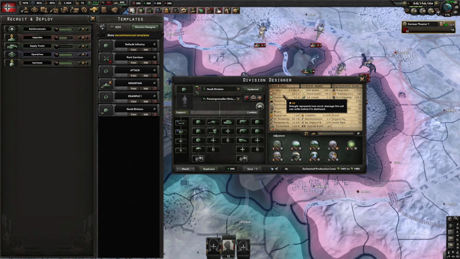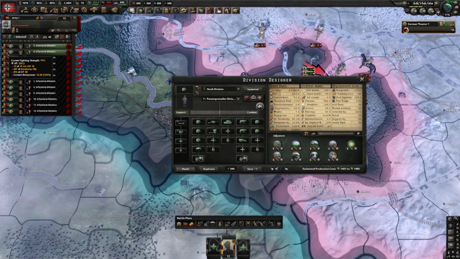These are represented as HP and organization. HP is the hit points in terms of the physical equipment and manpower of the division. The lower the HP, the less equipment or men are left in the division, therefore they fight worse. The HP in the division template itself is the maximum amount of HP, while the HP in the division is represented by the orange bar you can see here.